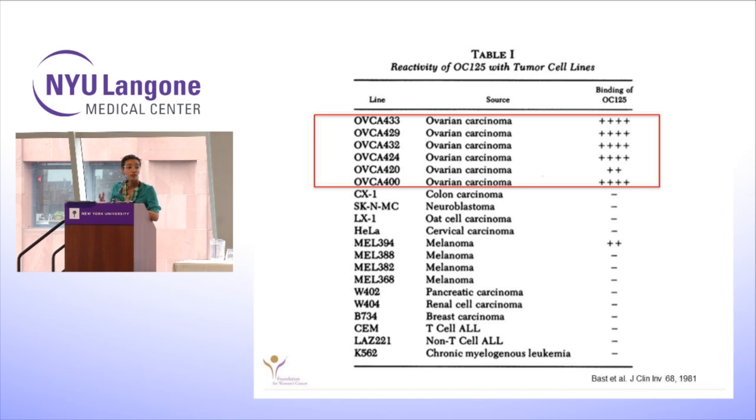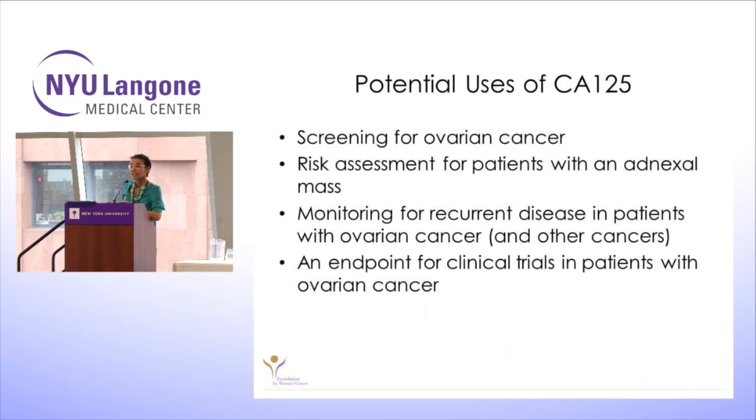So this was really revolutionary. It meant that finally there was a test we could use that possibly could allow us to follow patients with ovarian cancer. This opened up a lot of doors, right? So all of a sudden, can we screen patients with ovarian cancer, right? So can we find disease earlier?